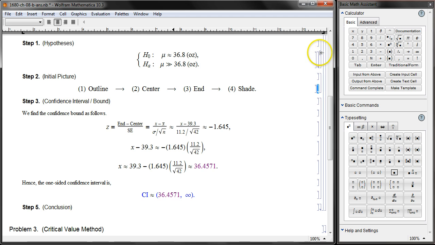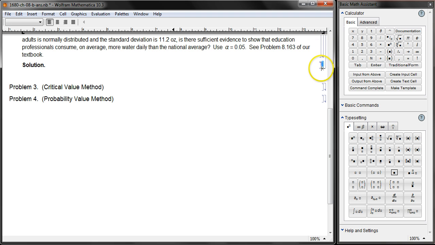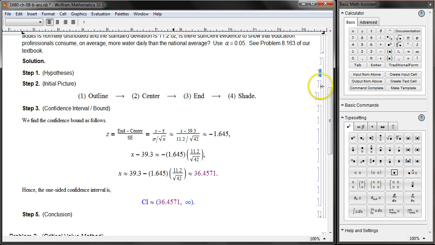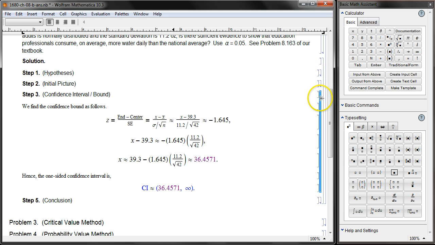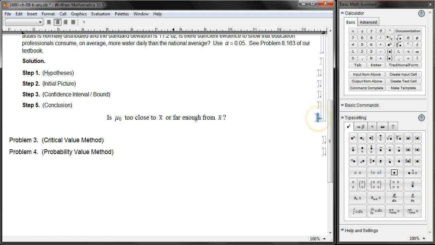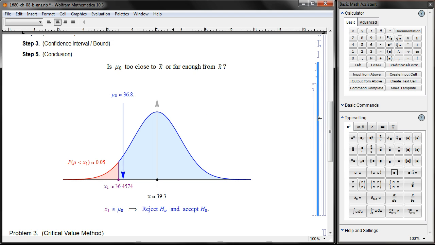Here is the conclusion, by the way. Oops, what did I do? Yes, okay. Mu0 of 36.8 fell inside the one-sided confidence interval. So the conclusion: mu0 and x bar are pretty close to each other. Null hypothesis wins. So we reject the alternative hypothesis, or we can say fail to reject the null hypothesis.